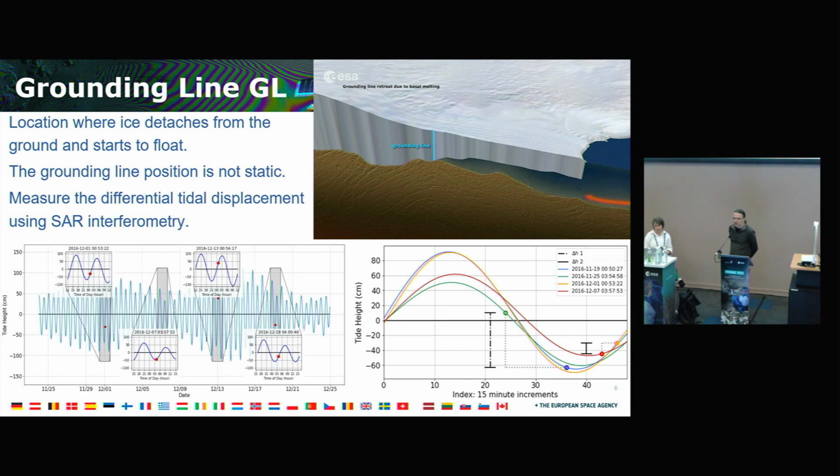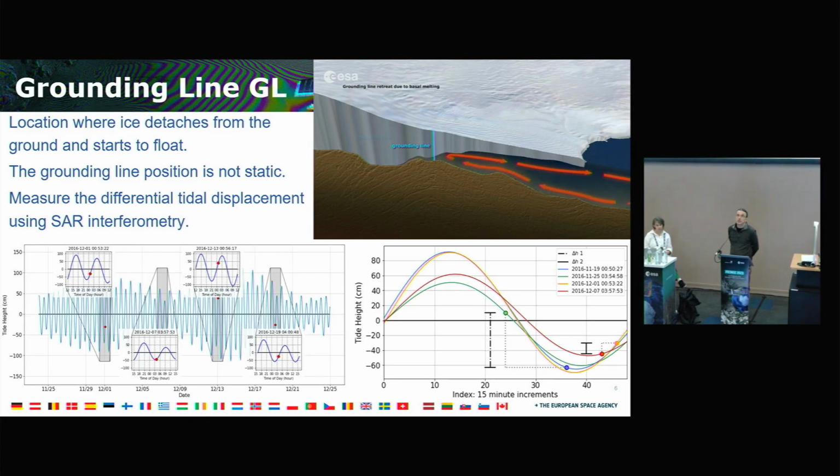Thomas already mentioned this is the location where ice detaches from the ground and starts to float. The position of the grounding line is not static. It's also a measure in terms of whether or not the glacier is stable or retreating or advancing. The latter is more unlikely these days.